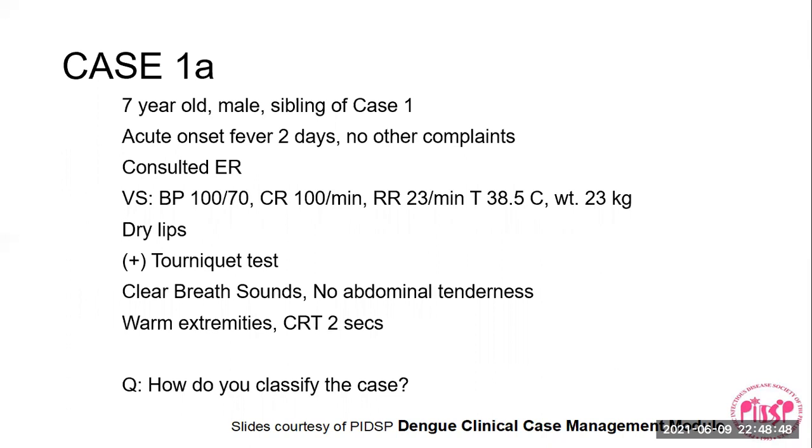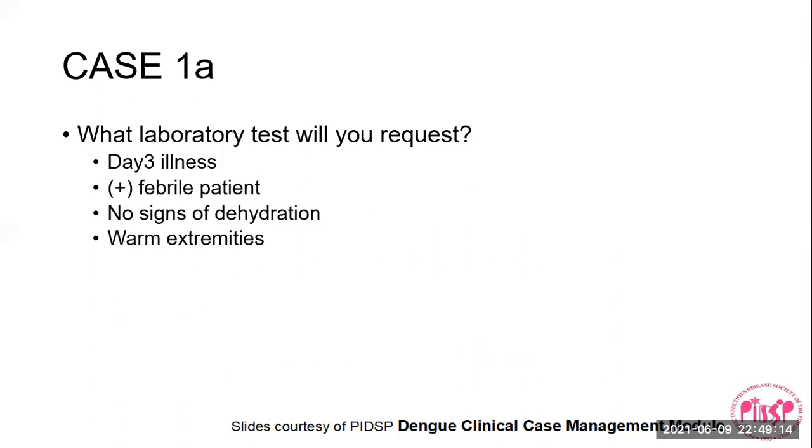Let's go again to another case. This is case 1A, a sibling of case 1, with an acute onset of fever for 2 days with no other complaints, with normal blood pressure, slightly tachycardic, slightly tachypneic, with slight fever, with dry lips, tourniquet test positive, clear breath sounds with no abdominal tenderness, and the extremities are warm. So how do you classify this case? This is dengue without warning signs.